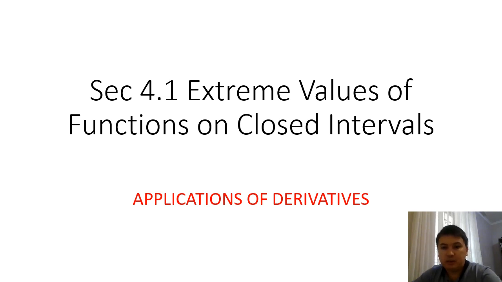Okay, now we will start chapter 4, which is about applications of derivatives. What was the derivative? We had two interpretations, right? The first one was that the derivative gives us the slope of the tangent line. So it helps us to find the slope, and in particular, it's helpful to find the tangent lines.